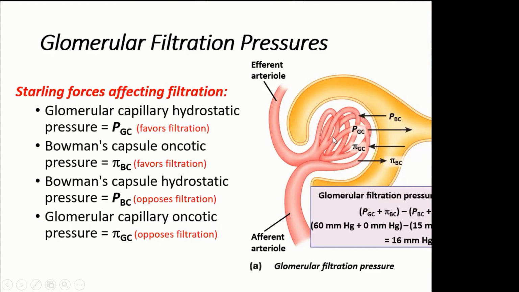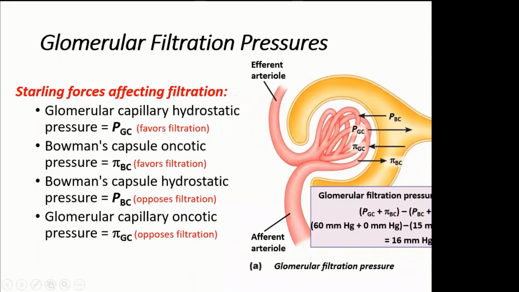As we saw on the previous slide, what is going to happen overall is filtration of plasma out, but that doesn't mean that there aren't pressures that oppose it. So we have the hydrostatic pressure of the filtrate in Bowman's capsule, which is going to push back the other way. And the glomerular capillary oncotic pressure is really the bigger thing, which is going to pull back towards the glomerulus.